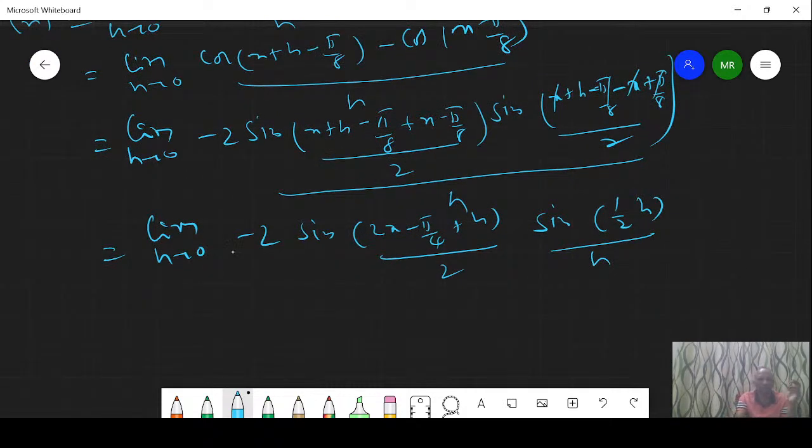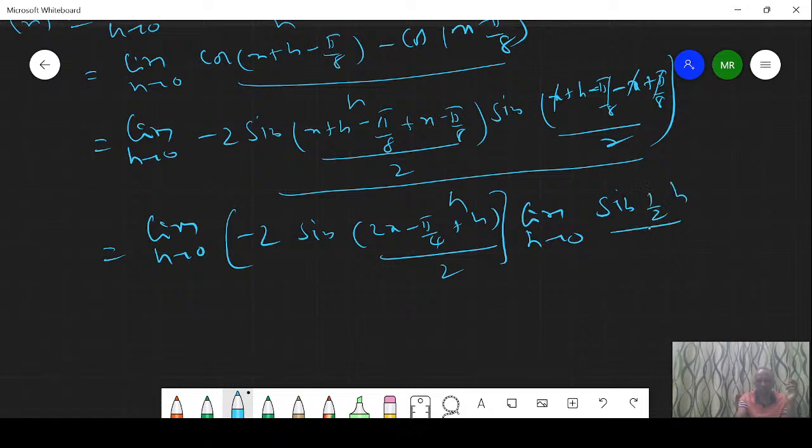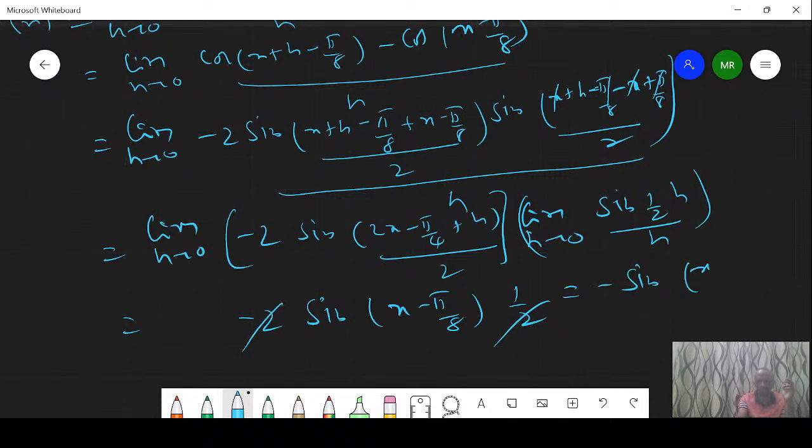I can write limit of this one. Again, I can write this one also, limit h tends to 0, sine of h by 2. You will get h by 2 means 1 by 2 into h by h. So this will be 1 by 2. If I apply the limit here, minus 2 sine, in the place of h put 0, 2x minus pi by 4 by 2. It will come x minus pi by 8. This will become 1 by 2. 2 will get cancelled. Our answer is minus sine of x minus pi by 8.